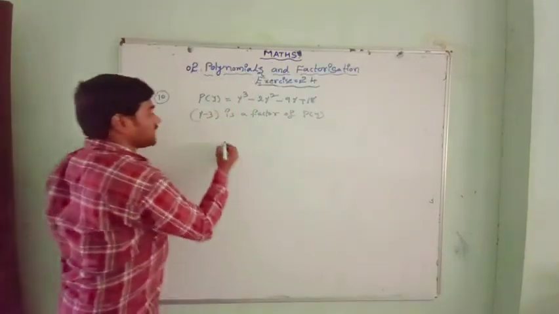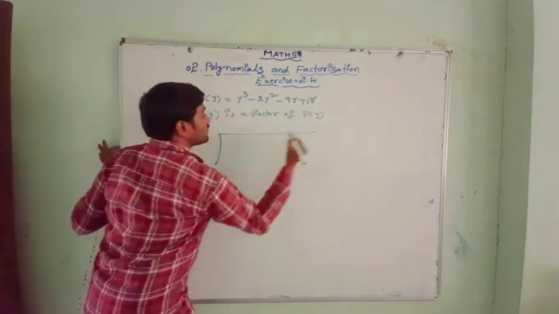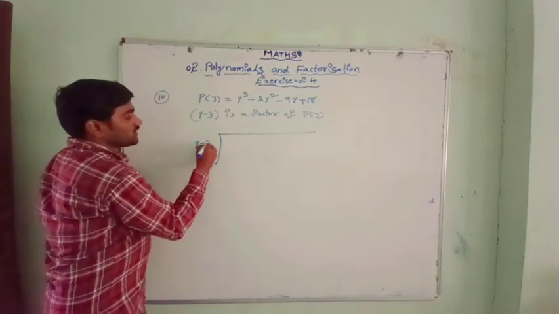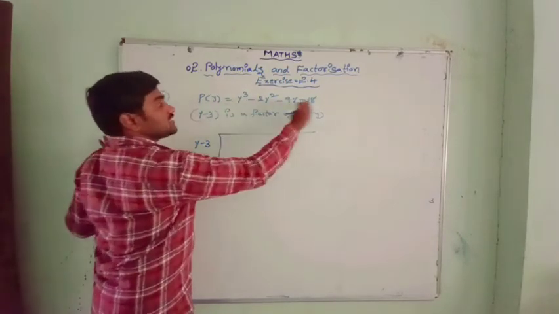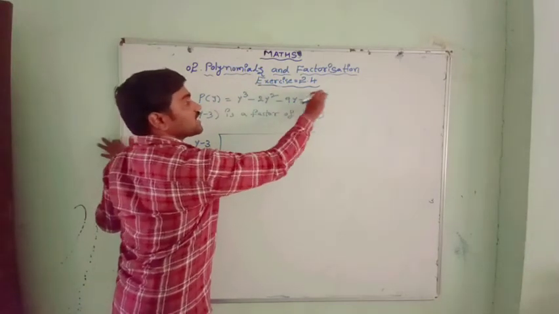So we'll find them by the division method. As we are aware of the division method, as I told you 2-3 times, let us see this. The polynomial, the degrees are in descending order.